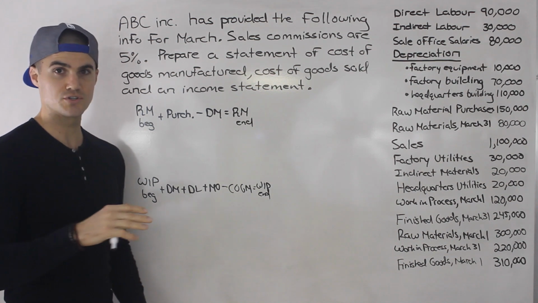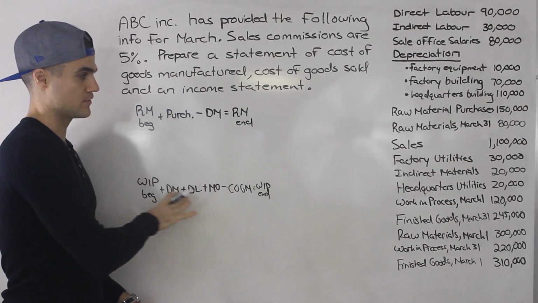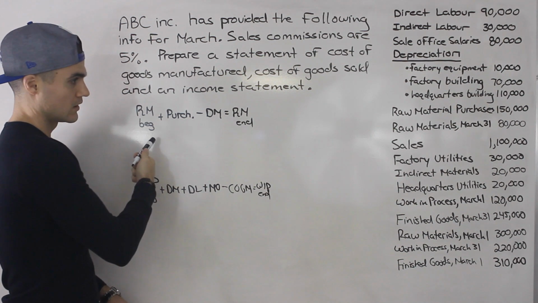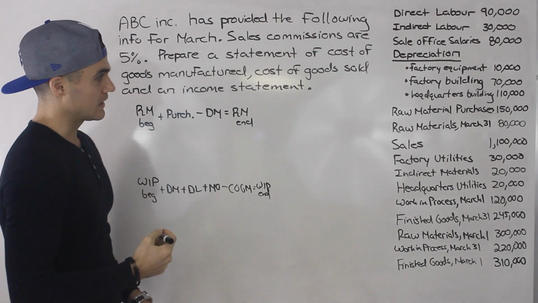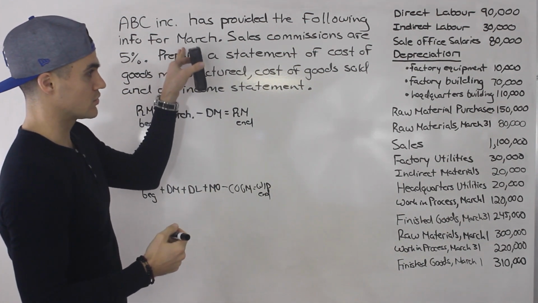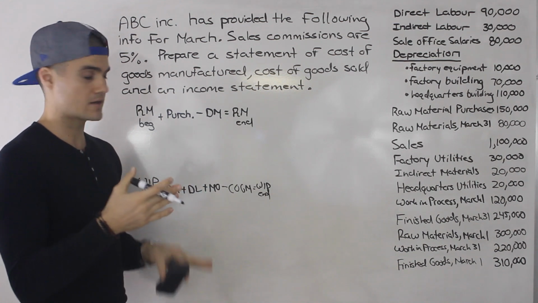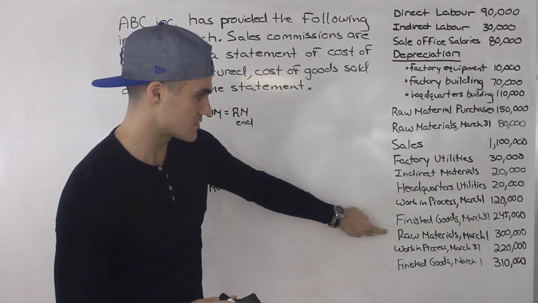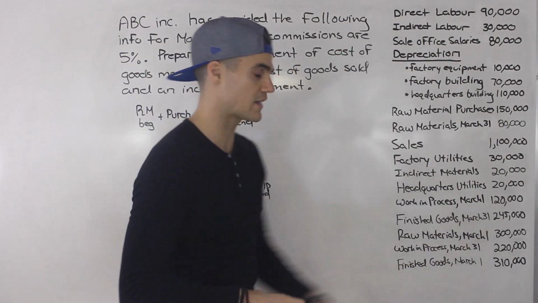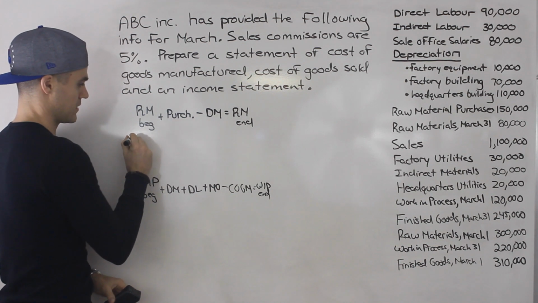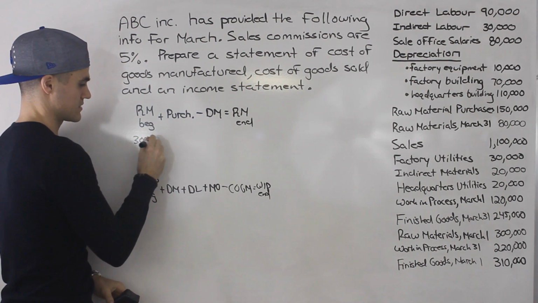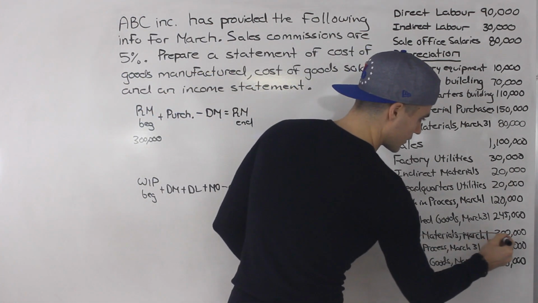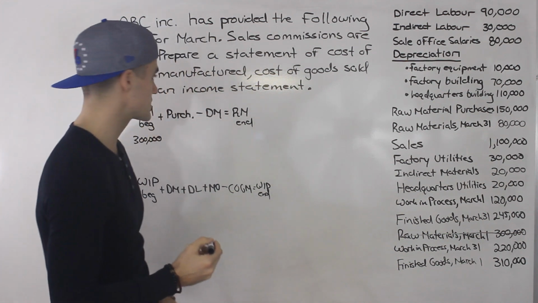So what I recommend before doing any statements is actually just filling out these equations on the flow chart. So let's start over here. Notice that raw materials at the beginning, since we're dealing with the month of March, the beginning of that period is going to be March 1st. So if you look down this list here, we got raw materials, March 1st, 300,000. So this here is going to be 300,000, right? So this over here, we could sort of cross that off the list.